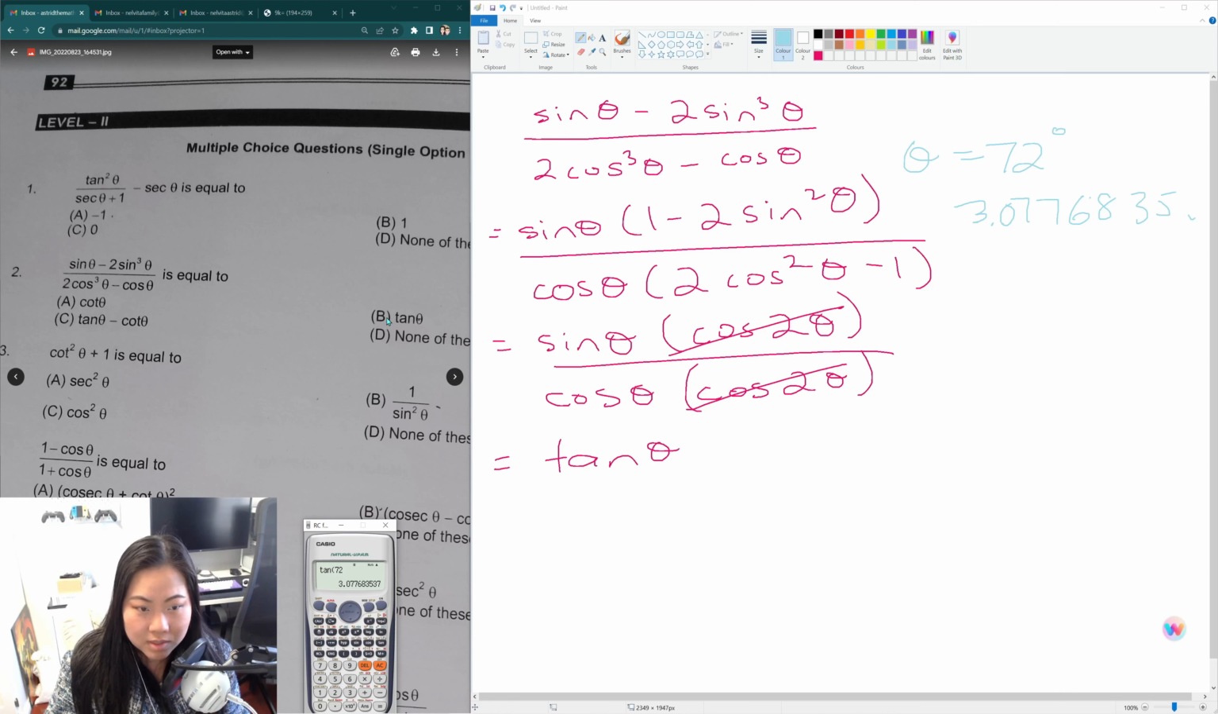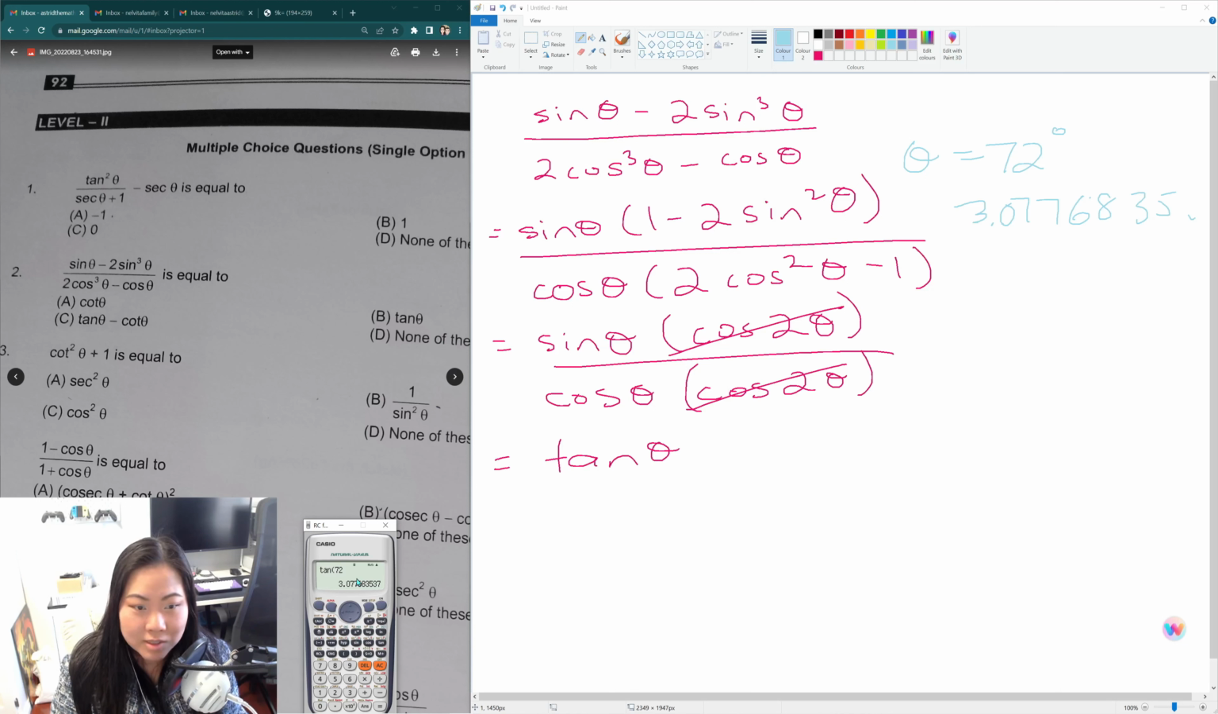Again, if this was an exam, I would just substitute in a random angle, maybe multiple times. So just choose 2 or 3 different random angles just to make sure. You can put it in all of these choices and see which is the one that equals, and you'll find that it's tan theta that will equal the question. Okay, number 3.